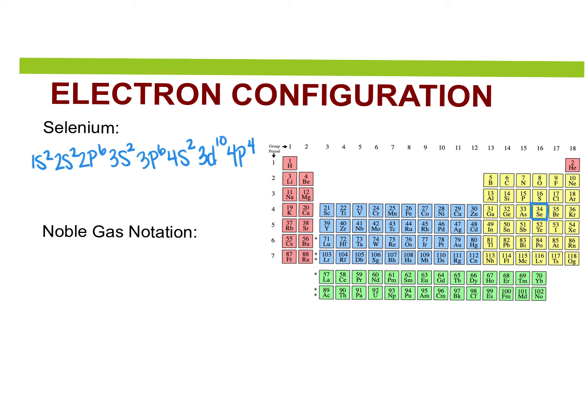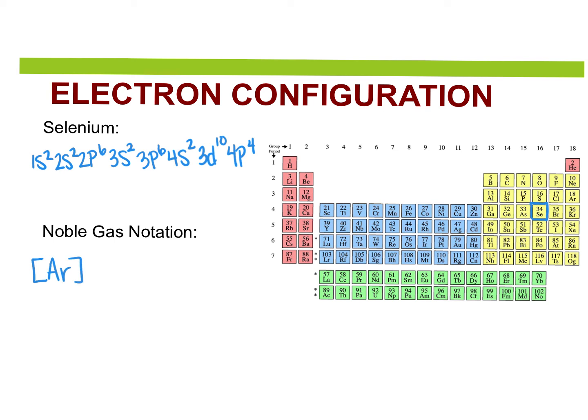What column of the periodic table are noble gases? Okay, the farthest on the right. So these are the noble gases. So you find the noble gas that comes right before the element we're interested in. Okay, so which one comes before selenium? Okay, argon. So we're going to put argon in brackets.